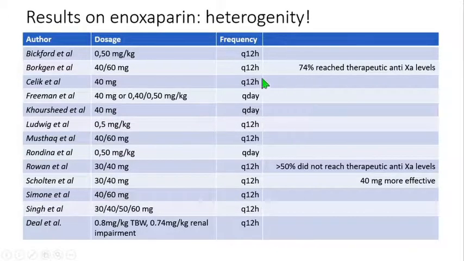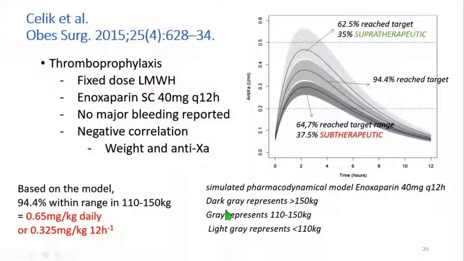But look at the recommendations, look at the dosages, look at the time interval advised, and you will agree with me, there's a huge heterogeneity in the drug dosing. This is a recent publication from a Dutch group, and they used a fixed dose of enoxaparin, 40 milligrams subcutaneously twice daily. No major bleeding was reported in this study.